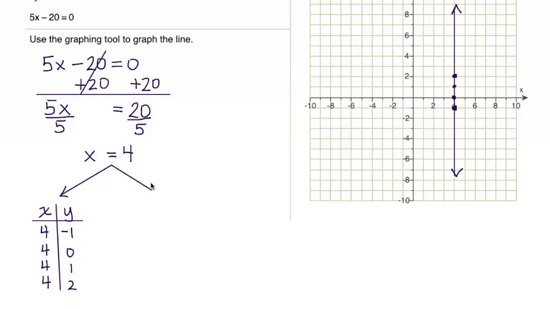Once you do enough of these and sense the pattern, anytime you have an equation that has only one variable and that variable is an x, it will be a vertical line and it will be located at 4 on the x-axis.